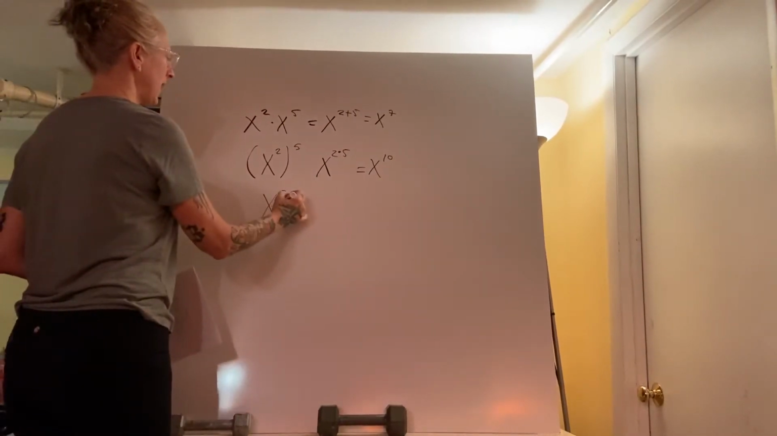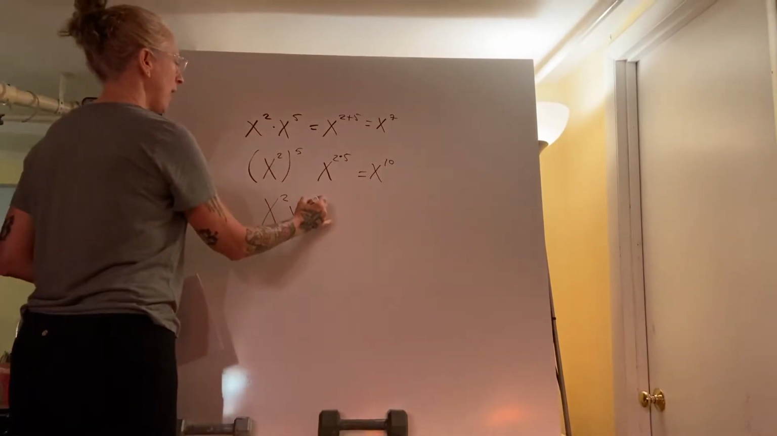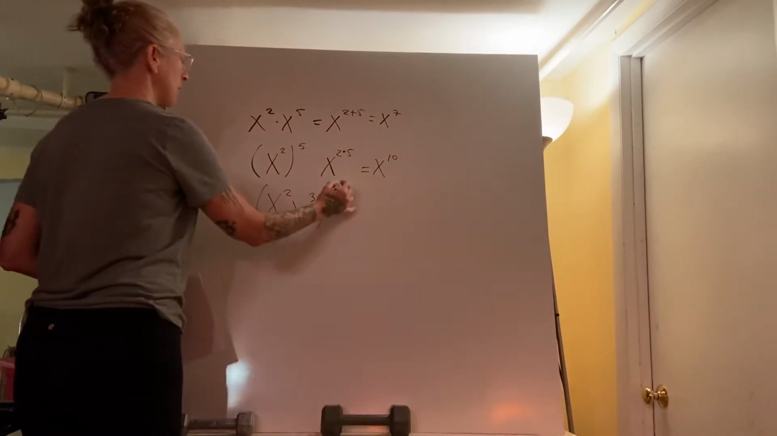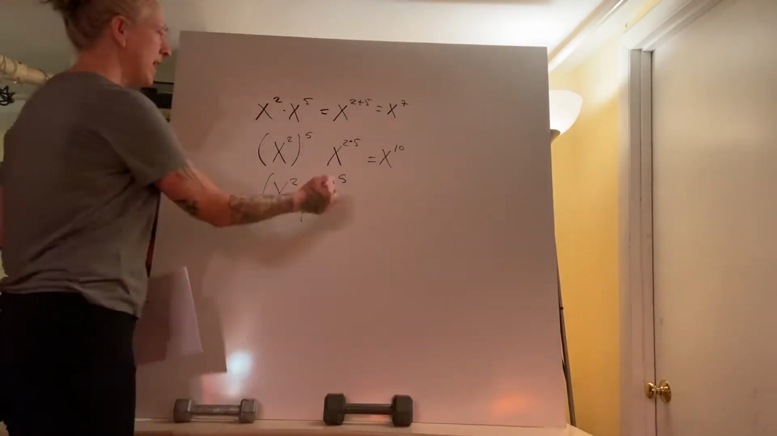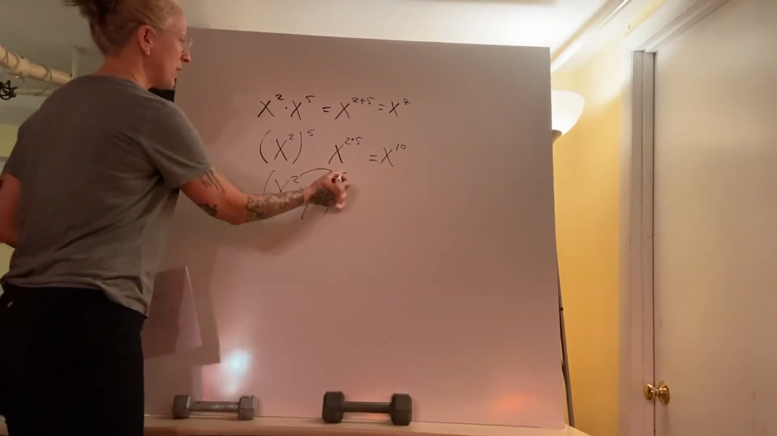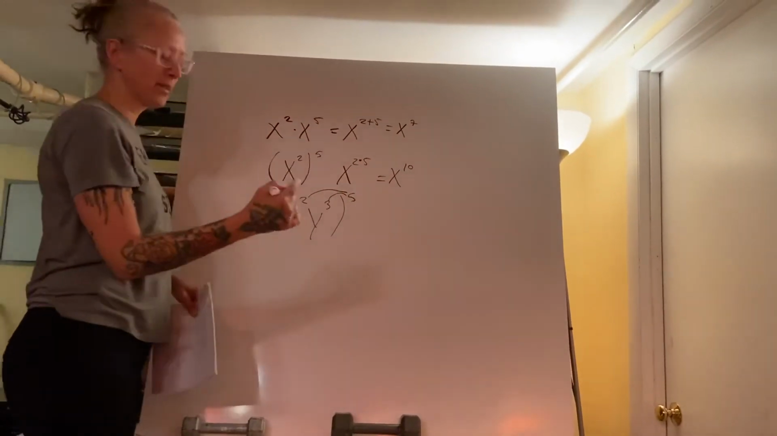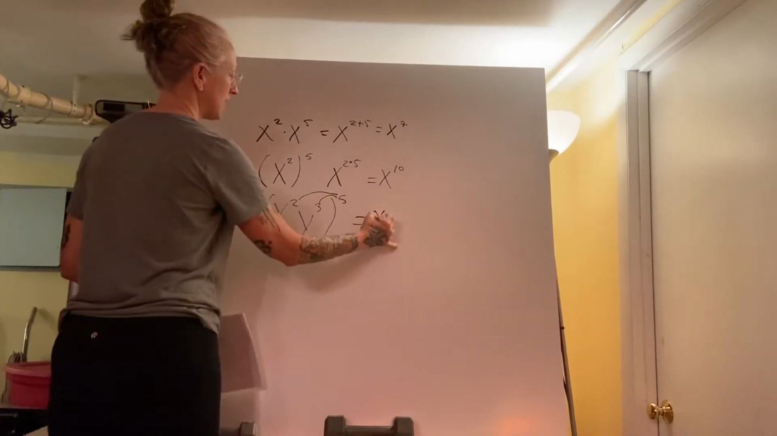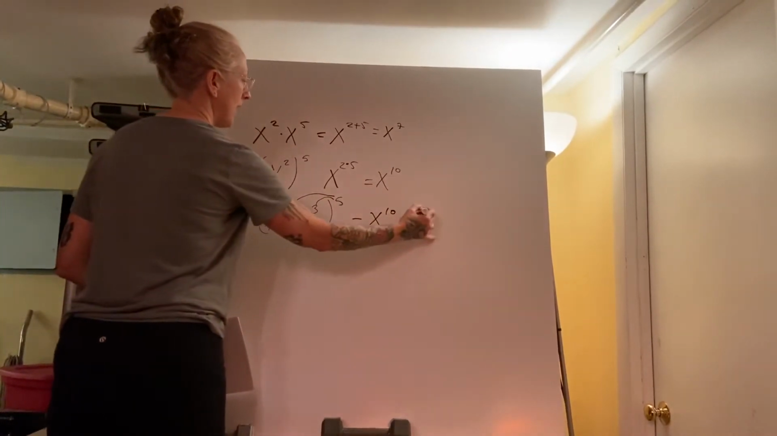Also, if I had x squared y to the third inside parentheses raised to the fifth power, this fifth power gets distributed to everything inside the parentheses. So this is going to equal x to the 10th, y to the 15th.